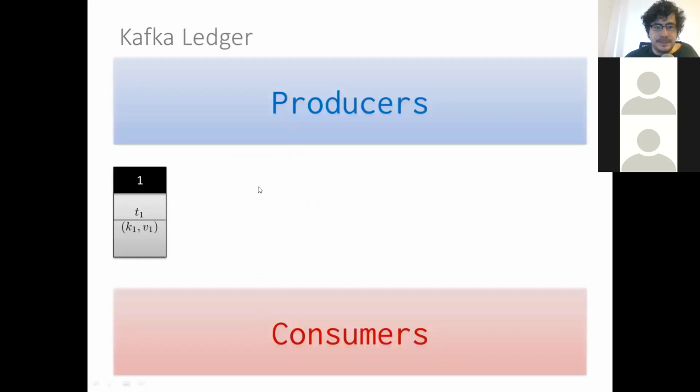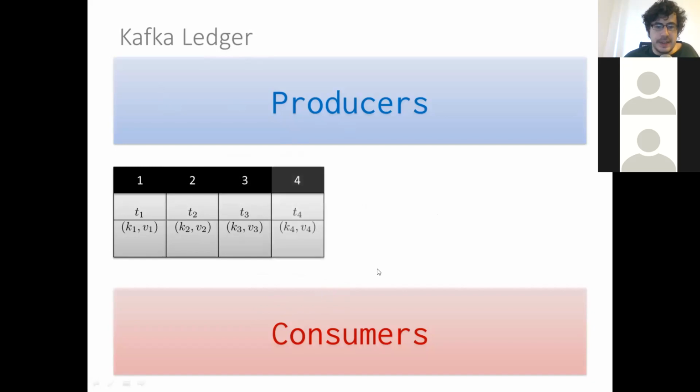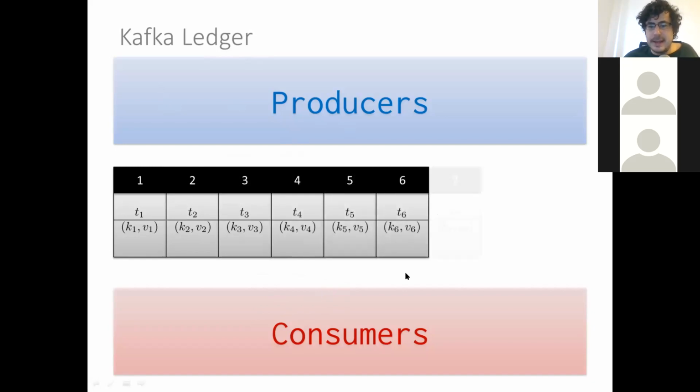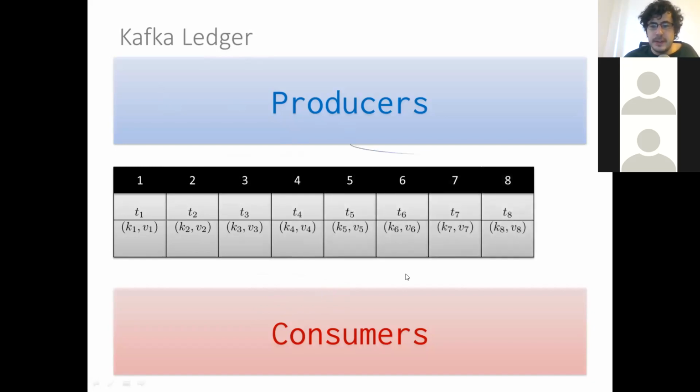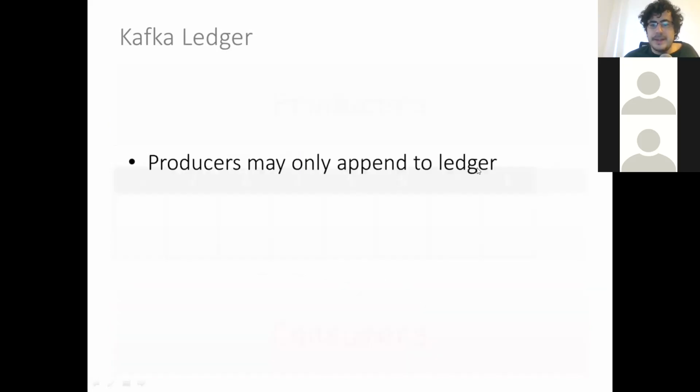So a Kafka ledger is composed of a sequence of records. These records are written over time by one or more producers, and they form essentially this ledger of records. The producers here may only append to the ledger. They can only write to the end of the ledger, which is similar to distributed ledgers like blockchain and so forth.